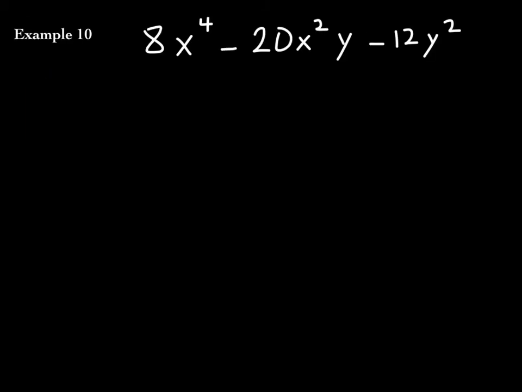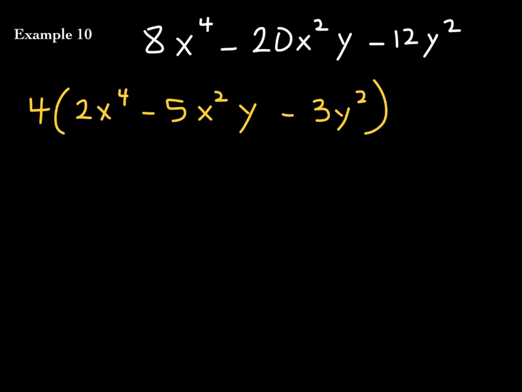All right, the next polynomial is a trinomial. Let's think about GCF. What's the GCF? If you thought 4, then you are correct. So let's go ahead and factor out a 4. That would leave you with 2x to the 4th power minus 5x squared y, and then minus 3y squared. Okay? Now notice that the leading coefficient is not 1. Therefore, I'm going to try to factor this by the AC method.